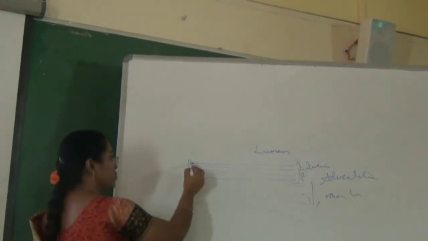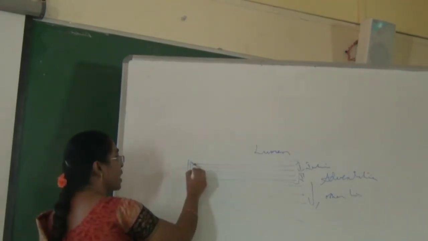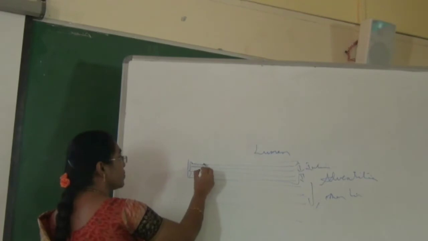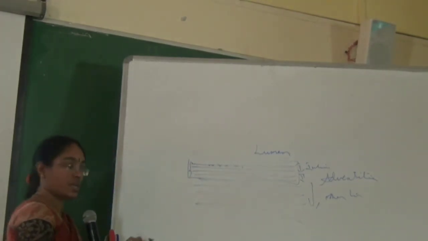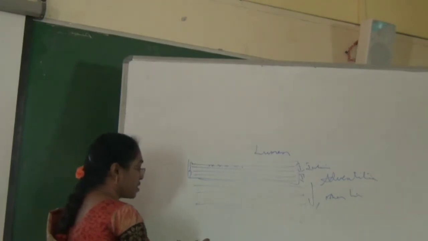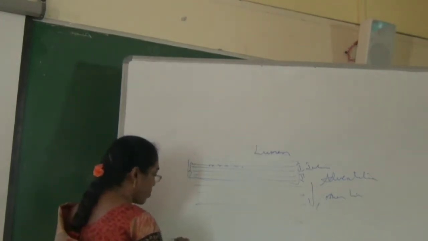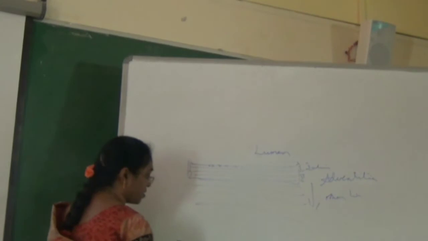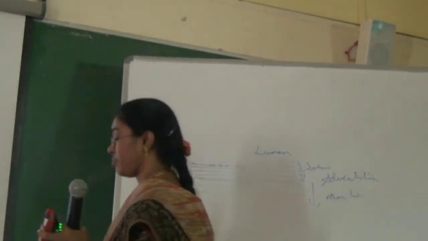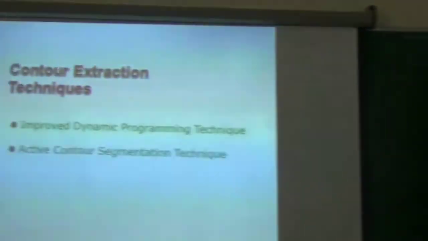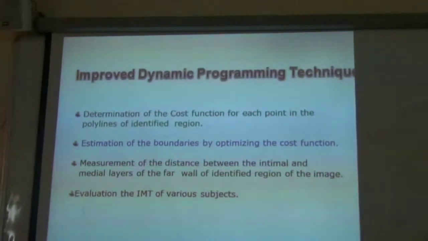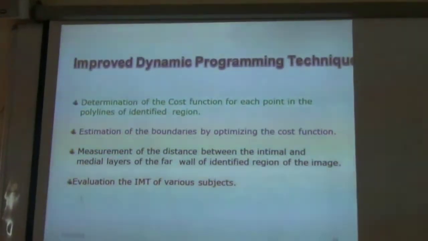You have to process from this first pixel, and there are approximately 200 pixels available in this one. Think about it. Some continuous pixels are formed in likewise N number of lines. Okay, go to that slide. Next. So determination of the cost function for each point in the polyline.